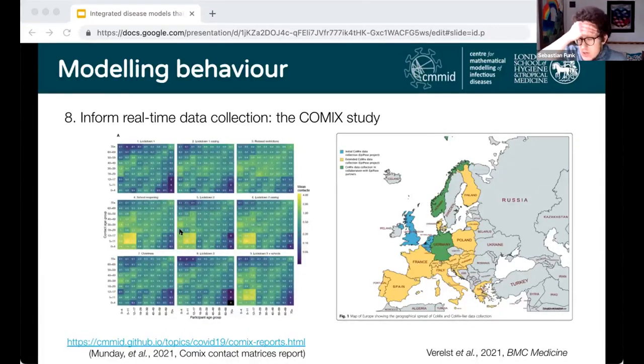And so the COMIC study, which those of you who were at the session on Tuesday would have heard about then from Amy Gimma, is a study that on a weekly basis does exactly this. So it's really model-informed data collection, where every week a key set of parameters that informs age-structured mathematical models of infectious disease transmission is measured.